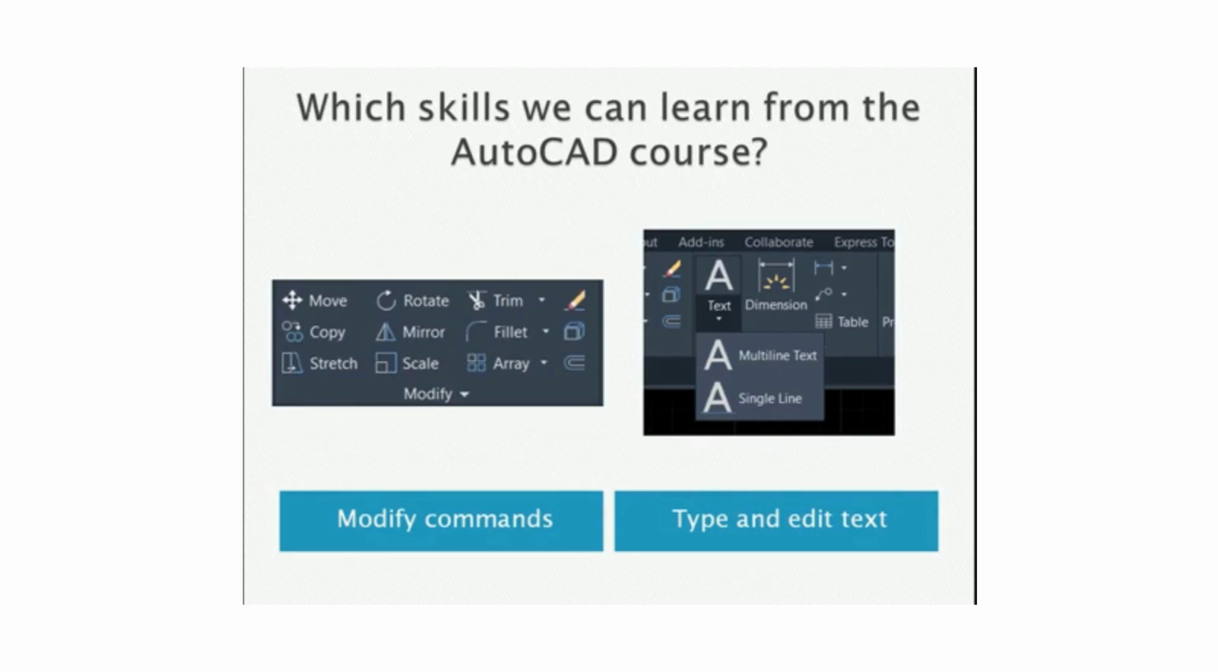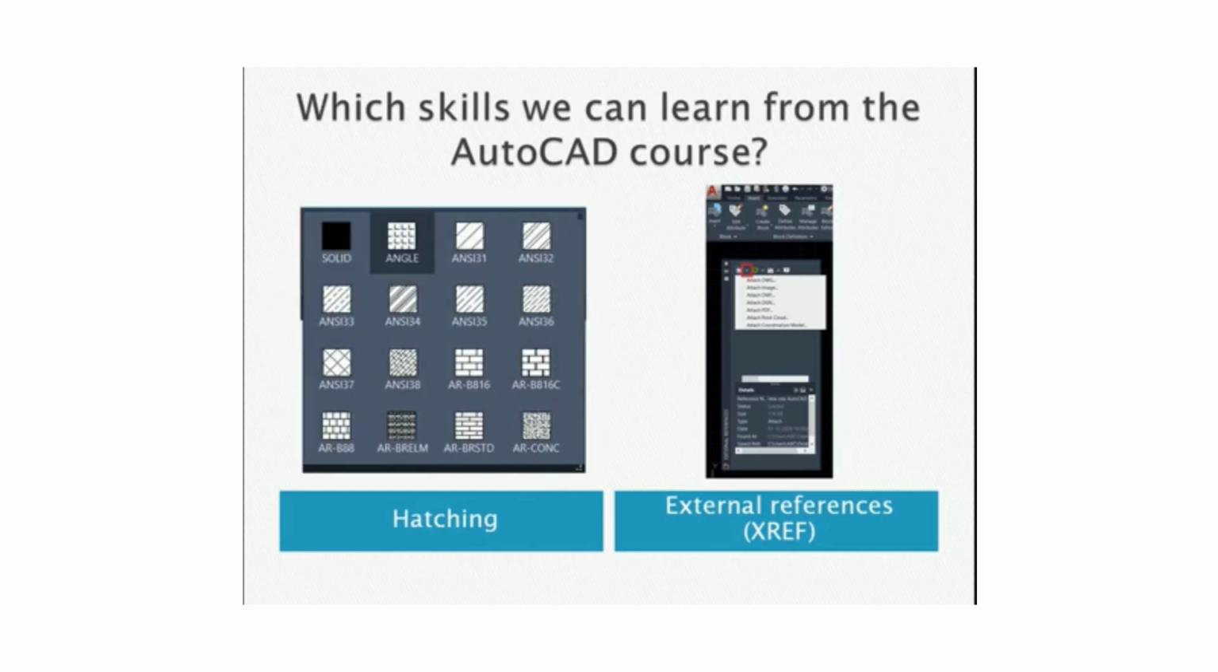You can also learn how to insert text in the AutoCAD drawing. If you want to write something in the AutoCAD drawing, we can learn how to use the text command, what is multi-line text, what is single line text, etc. The next is hatching. If you want to add some tile effect in the 2D drawing, some brick effect, or some concrete, we can learn how to use hatching. If you want to add some colors in the 2D drawing, we can also use the gradient. So we will learn these skills after doing the AutoCAD course.